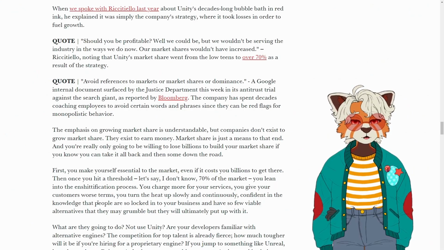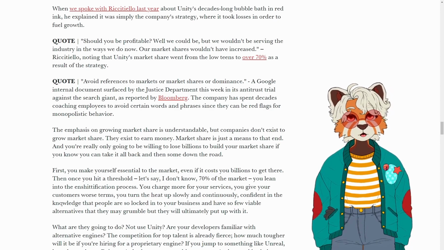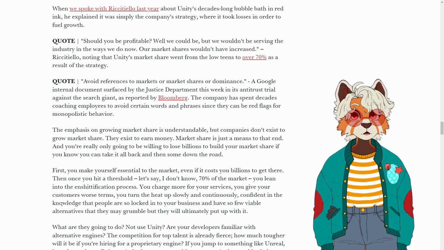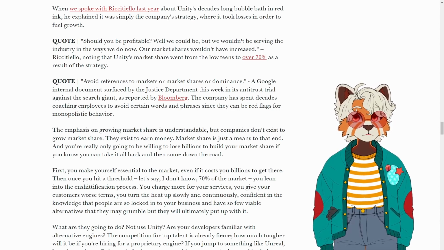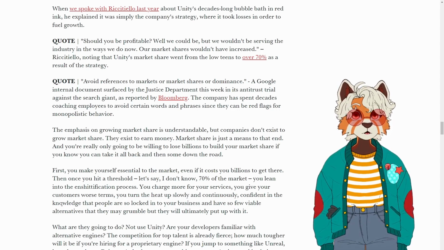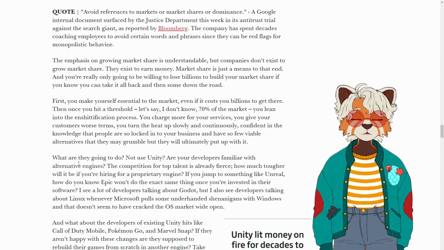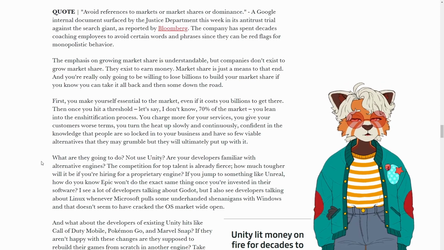Charge more for your services, you give your customers worse terms, you turn the heat up slowly and continuously, confident in the knowledge that people are so locked into your business and have so few viable alternatives that they may grumble, but they will ultimately put up with it. What are they going to do? Just not use Unity?